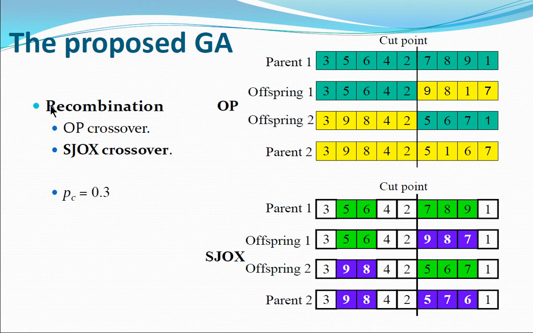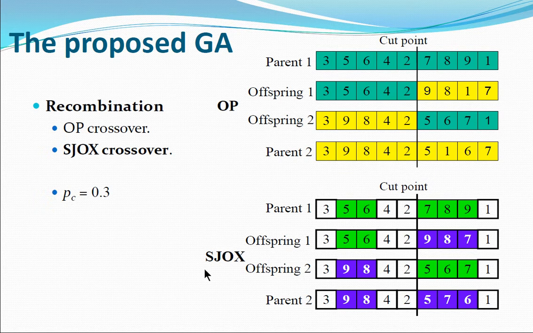In the recombination phase, we tested 2 types of crossover, the OP crossover and the SJOX crossover. About the first one, we implemented it this way. We select a cut point in the job sequence, as you can see in this example, and all the jobs before this cut point of parent 1 and parent 2 are assigned to offspring 1 and offspring 2 respectively, and the other positions in offspring 1 and offspring 2 are completed with the missing jobs of parent 2 and parent 1 respectively.